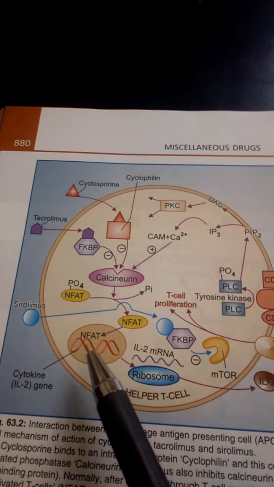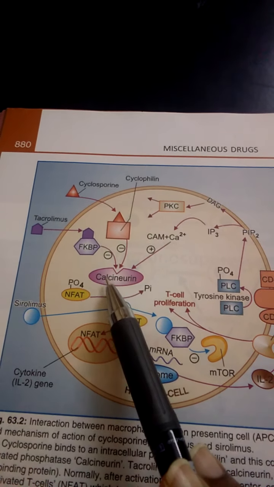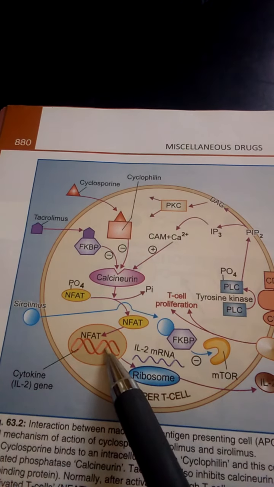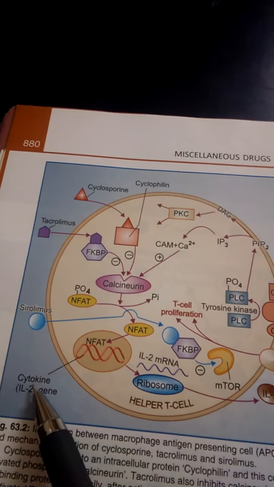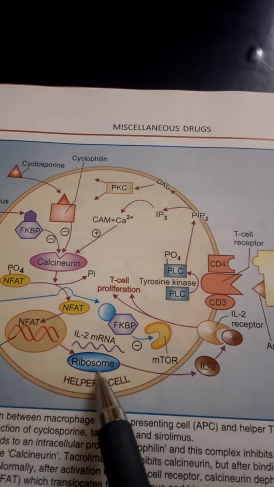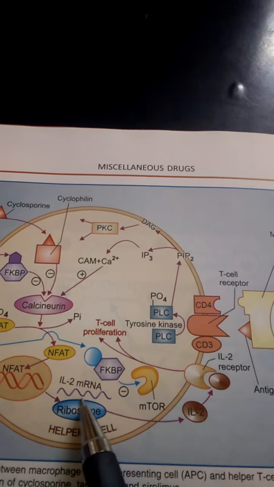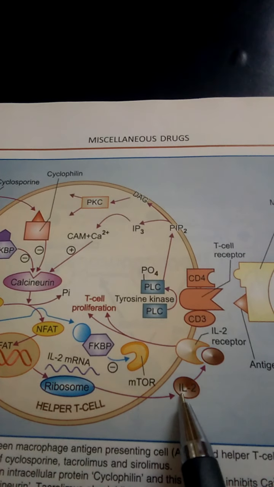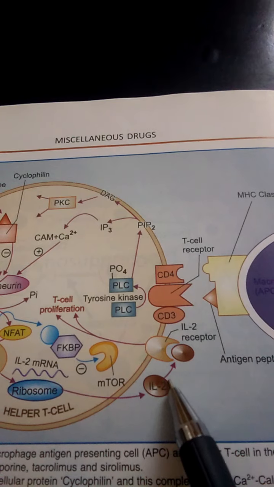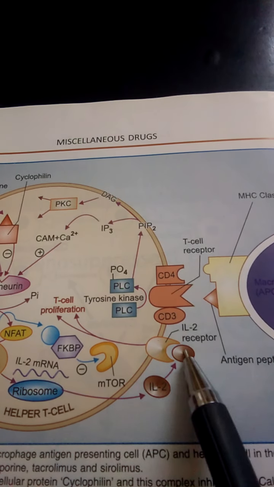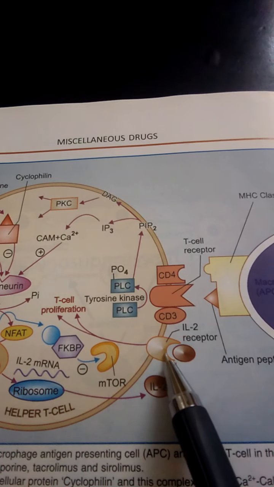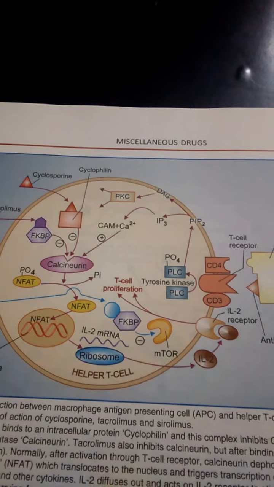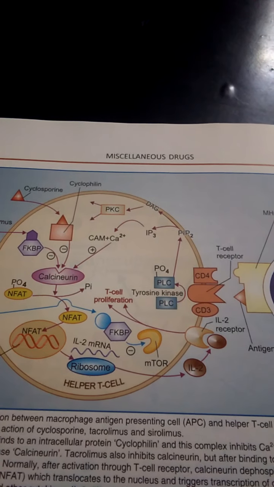So here there are two mechanisms. NFAT is dephosphorylated by calcineurin. This activation, or dephosphorylation of NFAT, leads to release of the genes, that is, the cytokines, and there is also transcription by IL-2 mRNA, which leads to release of IL-2s. This IL-2 acts upon the IL-2 receptors and activates them, leading to T cell proliferation. So this is how cytokines and T cells are proliferated.